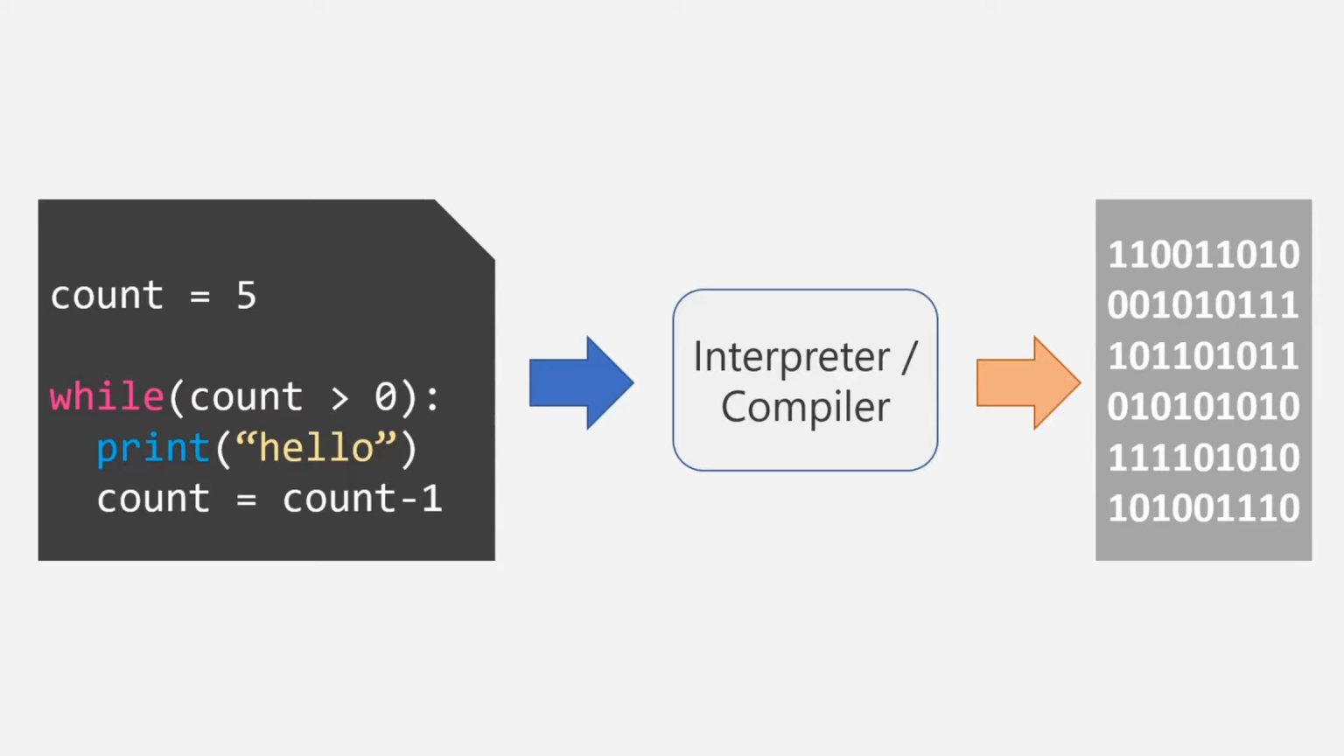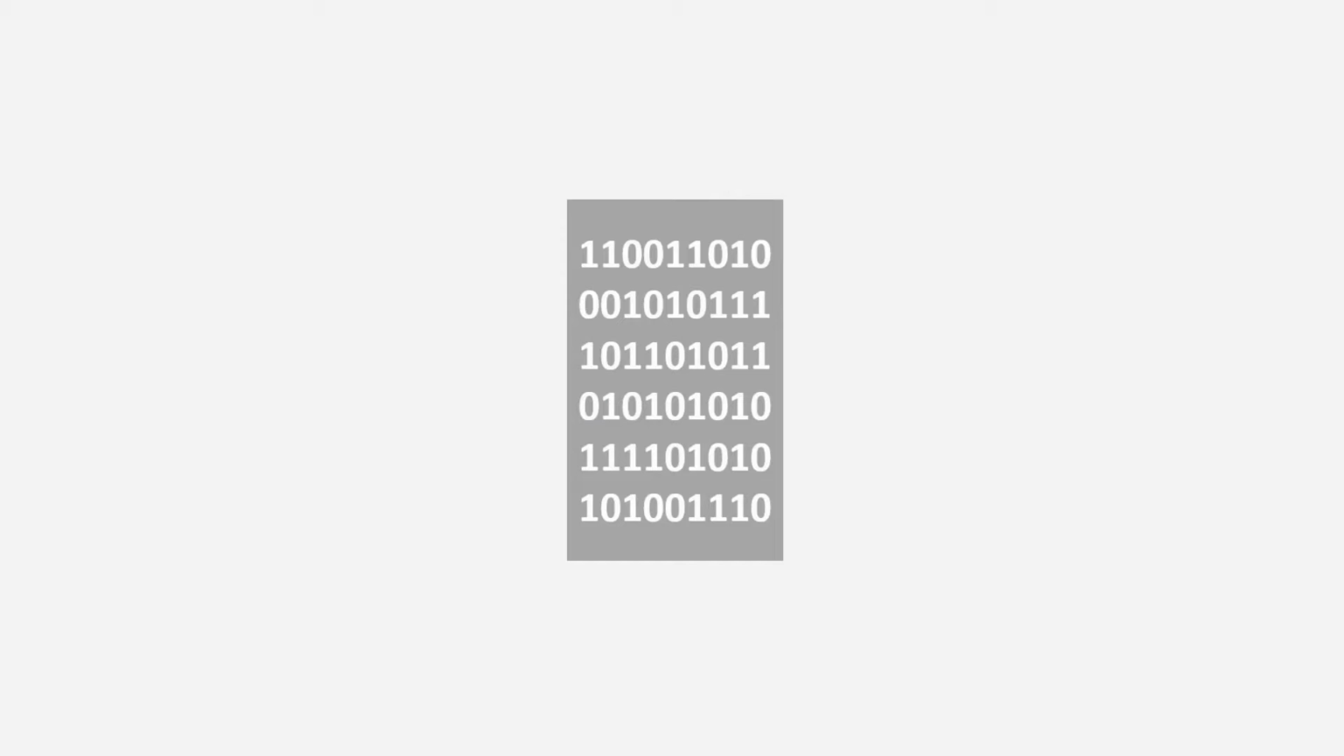Can we skip the middleman? Can we write our code directly in ones and zeros? Yes, we can. Old school programming was done this way, but writing in a programming language is more productive since it's easier for humans to use.